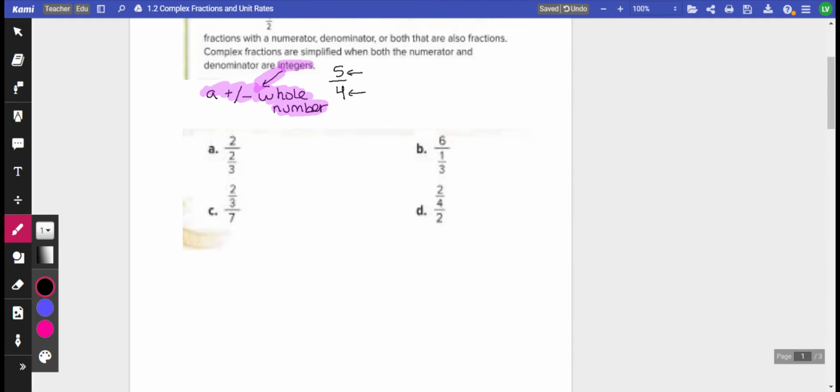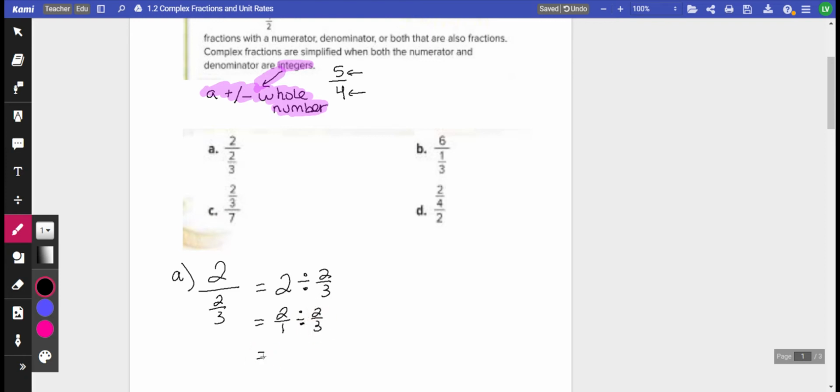Let's try letter A. 2 divided by 2/3. In order to solve this, I need to first write this as a division problem. 2 divided by 2/3. My next step is to make my whole number 2 into a fraction. If you have a whole number, if you just divide it by 1, that creates a fraction. 2 divided by 1, that is divided by 2/3.